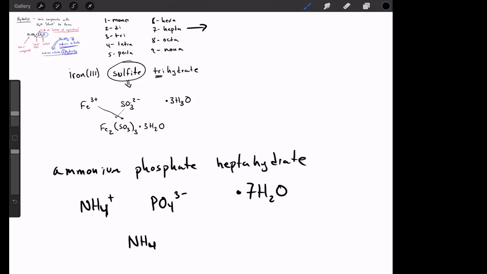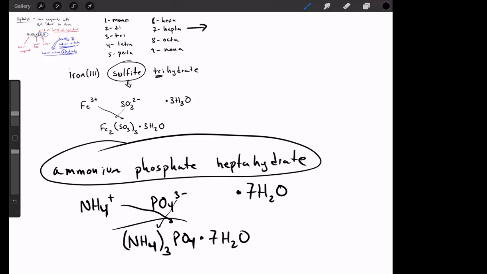NH4, how many of those do I need? I need 3 of them, so I need to put them in parentheses. How many phosphates do I need? PO4. I only need 1 of them, so I don't need any parentheses. And now I add my 7 waters of hydration. So there's ammonium phosphate heptahydrate.